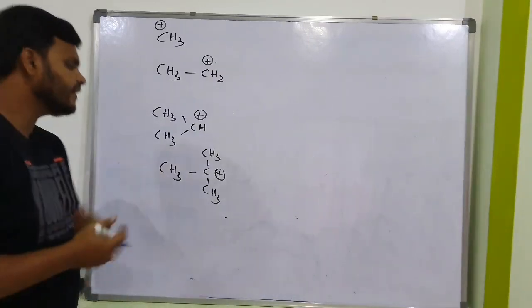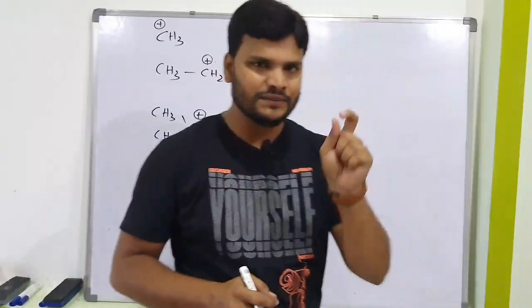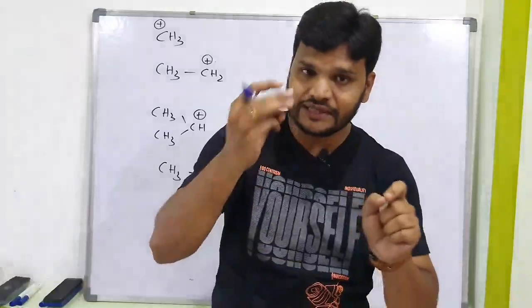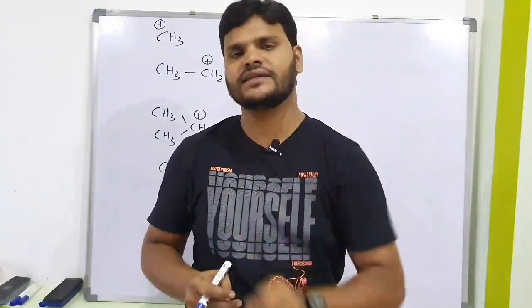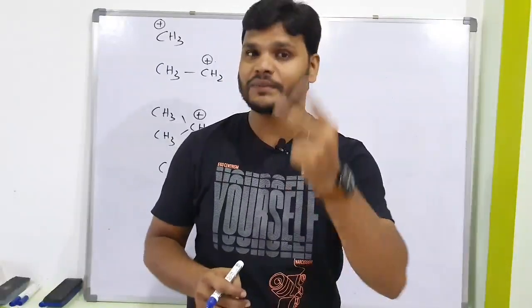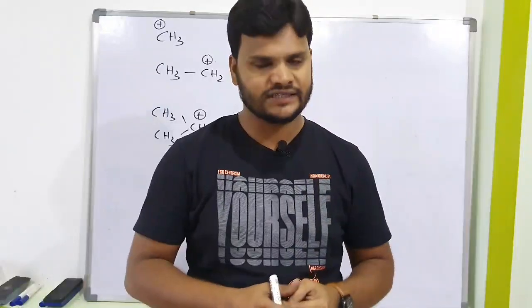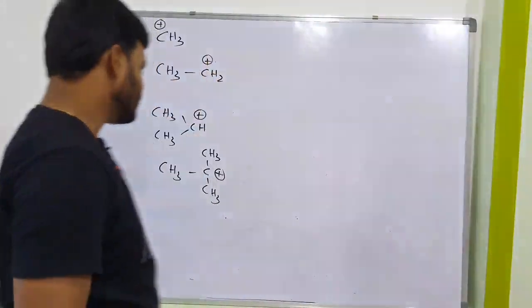So what is a 3 degree carbocation? Carbocation is nothing but C plus. When C plus is attached to 3 other carbons, C plus should have 3 other links. That is, if it is linked to 3 carbons, that is 3 degree. If C plus is linked to 2 carbons, that is secondary. If C plus is linked to only one carbon, that is primary. If C plus has no link at all, that is methyl. Just look at the board.